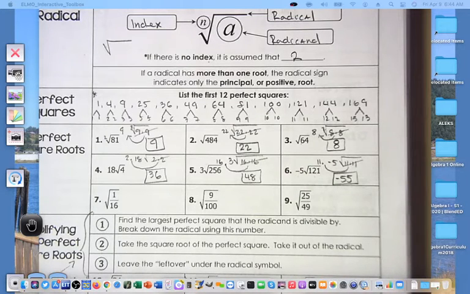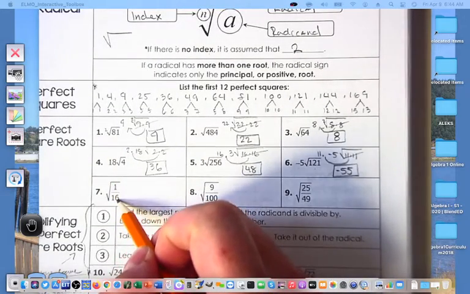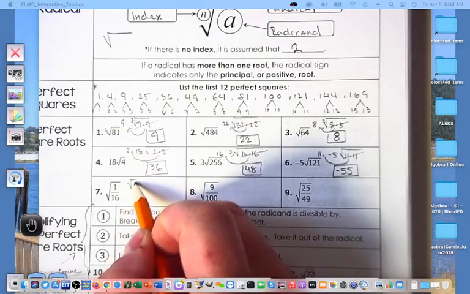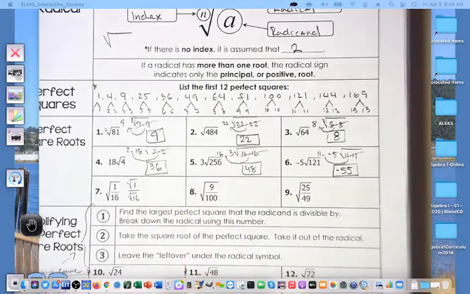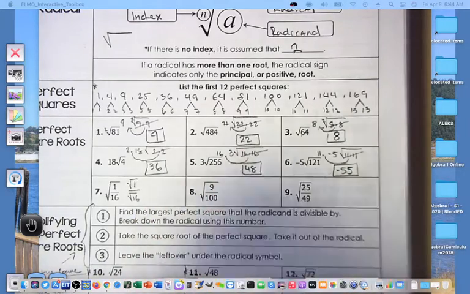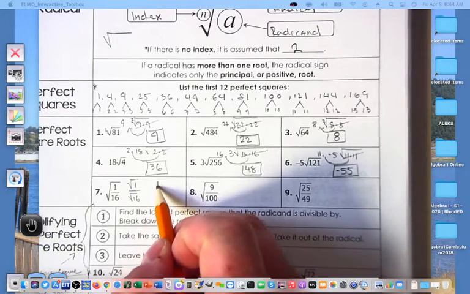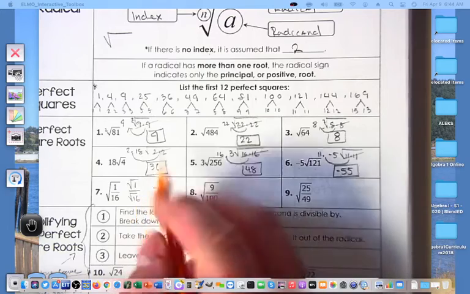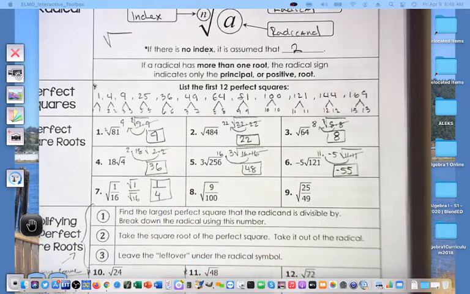Now, when you have a fraction under the radical sign, there is a step here that may be new to you. When you have a numerator and denominator under a radical, you can separate this into two radical symbols. Radical 1 over radical 16. Both of those happen to be perfect squares. This one is 1 times 1, so radical 1 is equal to 1. This is 4 times 4, so radical 16 is equal to 4. And our final solution in this case, radical 1/16, is equal to 1/4.